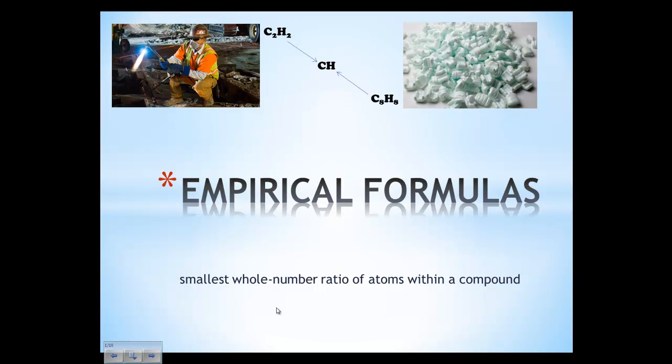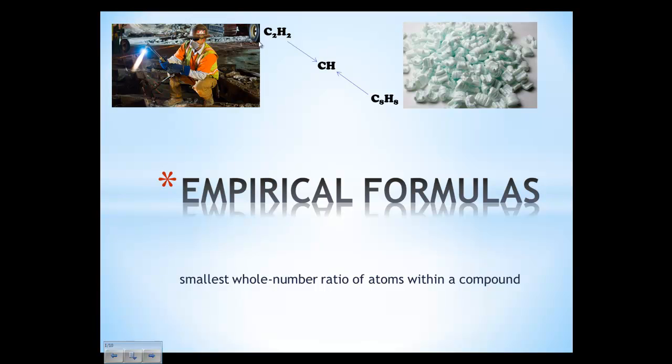Hi everyone, we're going to continue talking about empirical formulas as we explore different ways to use the new values that we've been working with, which is the mole, and starting to look at the periodic table a little bit more. And when we talk about empirical formula, what we're really talking about is just the simplest or the smallest whole number ratio of atoms that are within a compound.